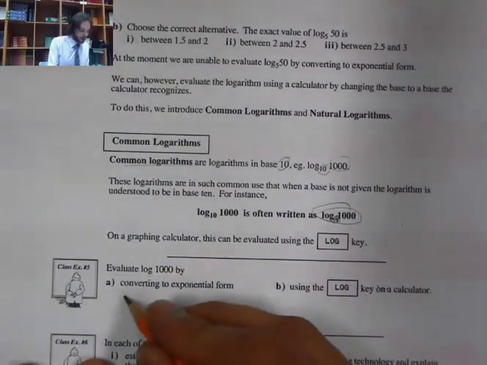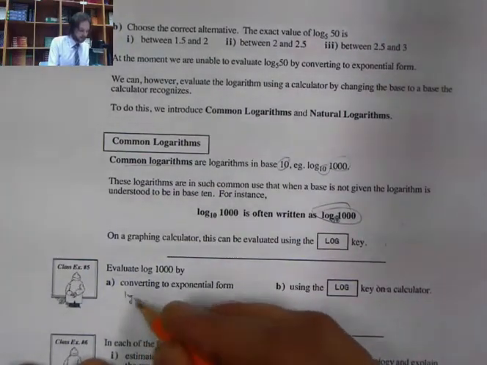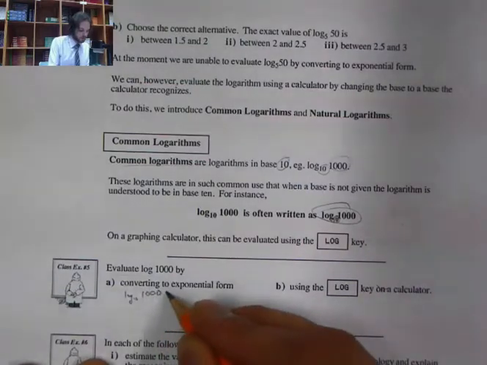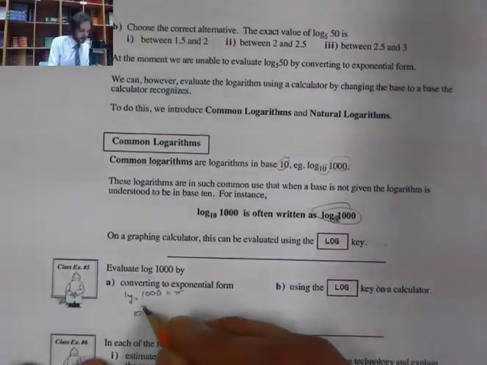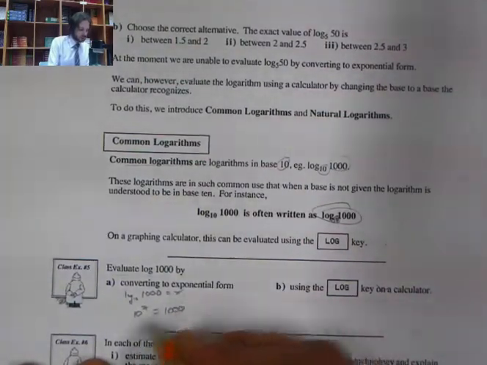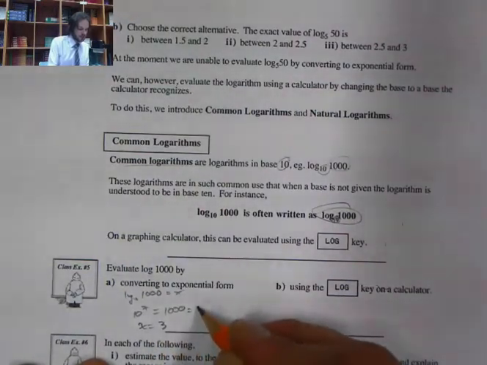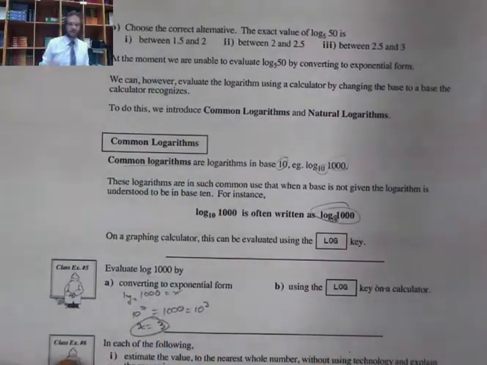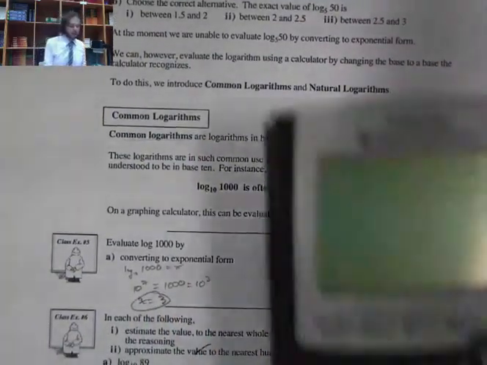So here we go, evaluate the following by converting to exponential form. So we have log base 10 of 1,000 is equal to x. So that's 10 to the x is equal to 1,000. So here we get x is equal to 3. So this is the same thing as 10 to the 3. Now let's try it in my calculator.